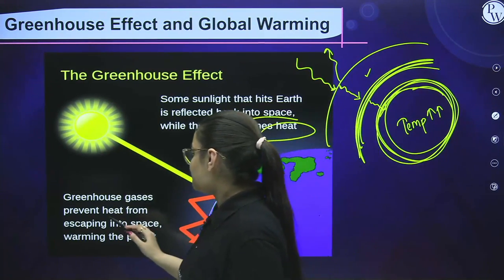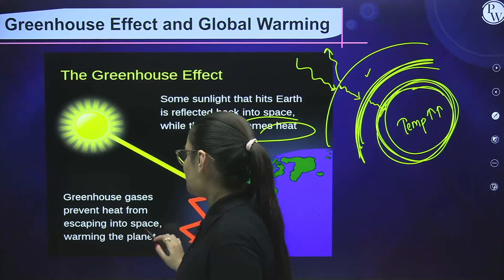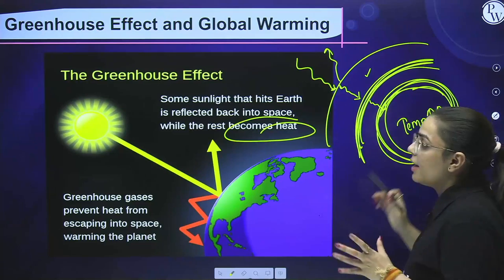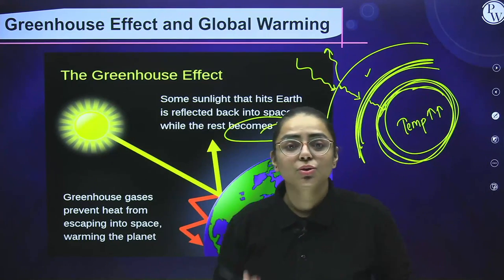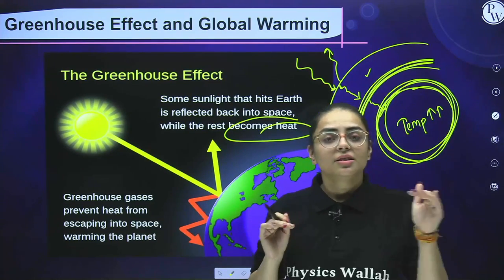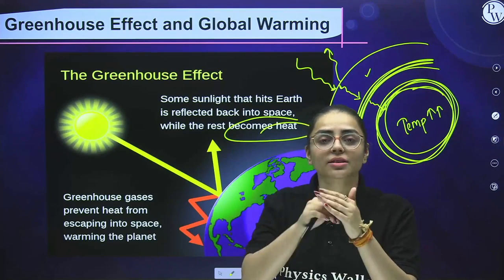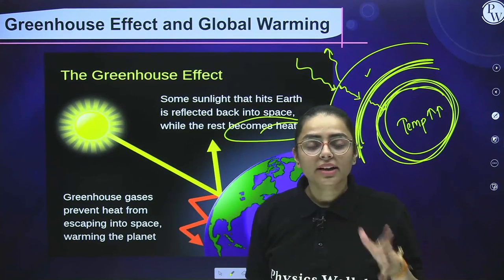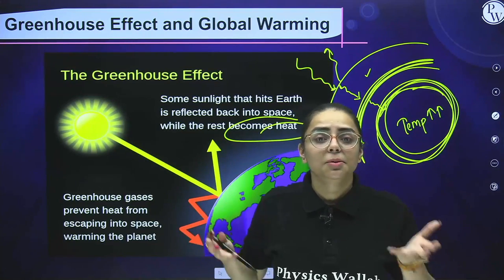Greenhouse gases prevent heat from escaping into space, warming the planet. Again, this thing I'm telling you. Now, why does the temperature remain so high on the Earth? Because the greenhouse gases do not let the temperature move out from the Earth into space. They stop it, right? That's why the temperature is increasing day by day.